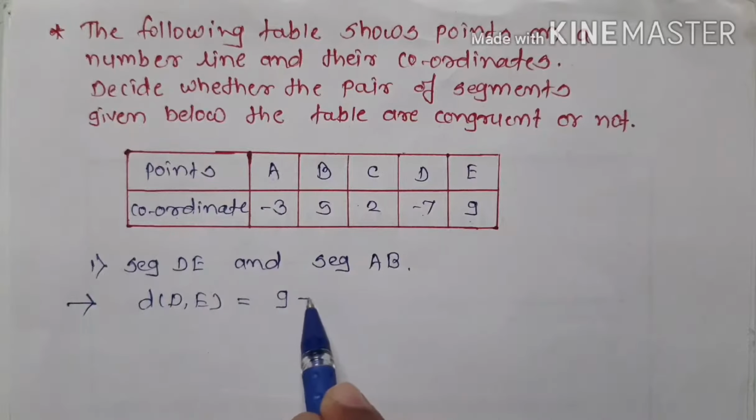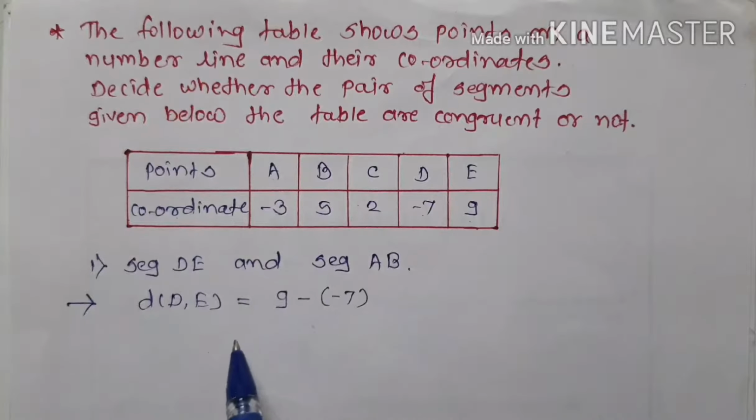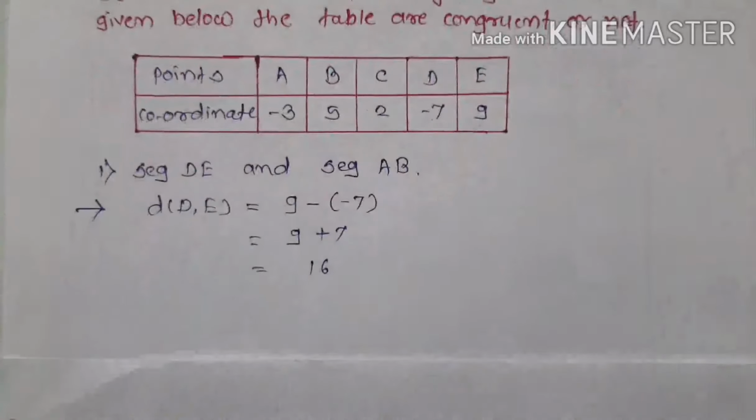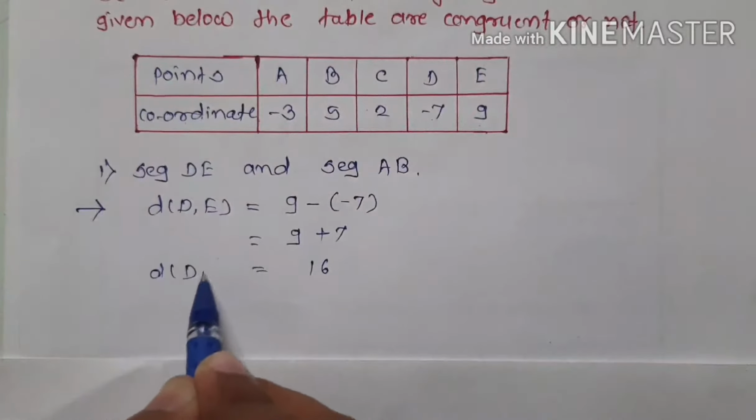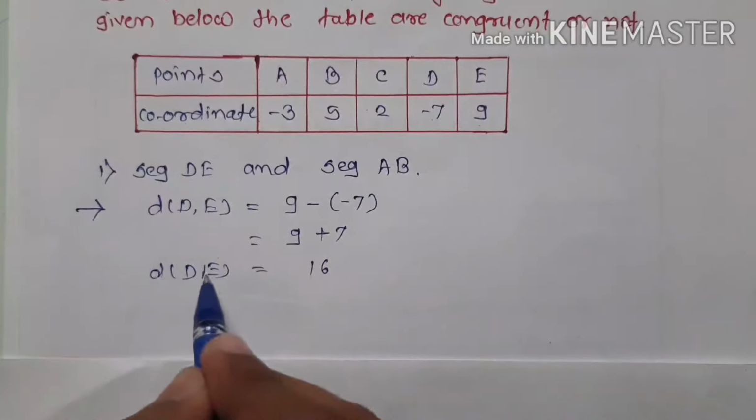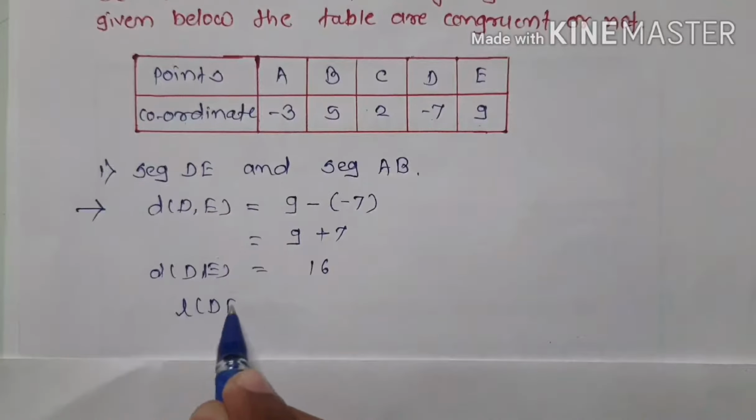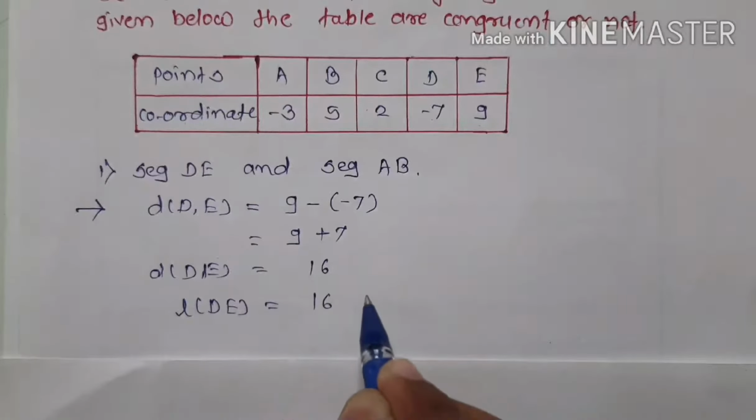So 9 minus, now a minus sign is there, so we should take -7 in brackets. That is equal to 9 minus minus, which becomes +7, that is equal to 16. So distance DE is 16. That means the length of segment DE is equal to 16 units.